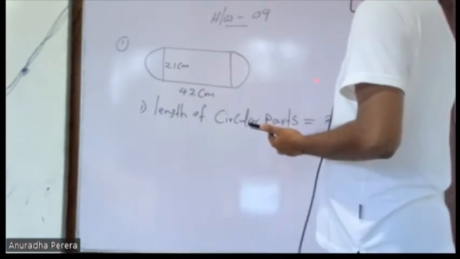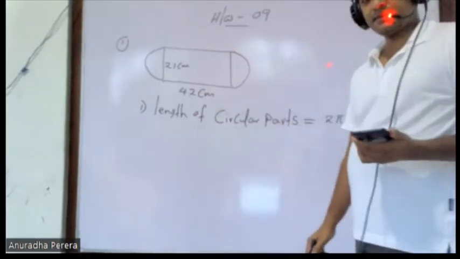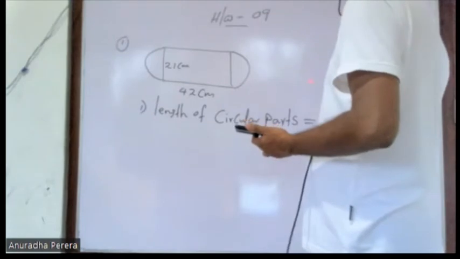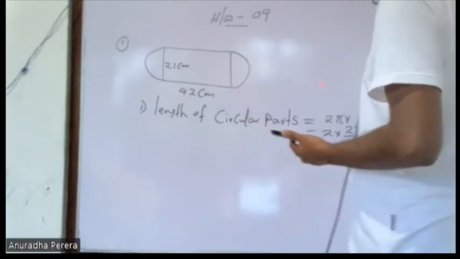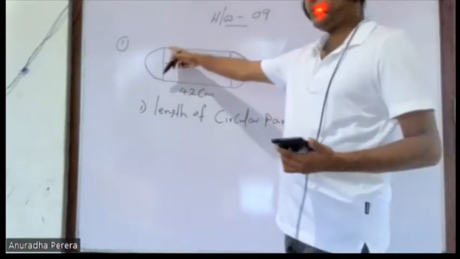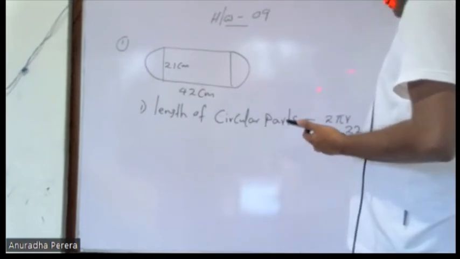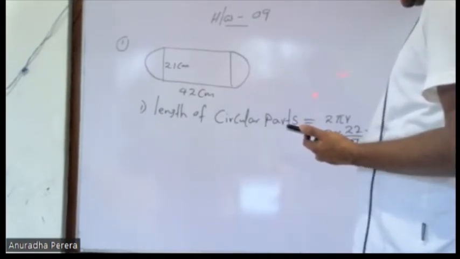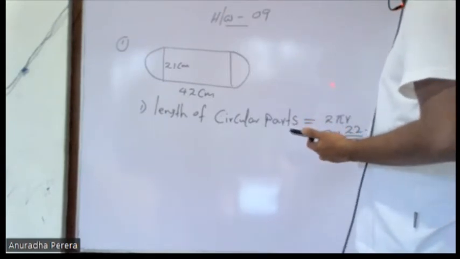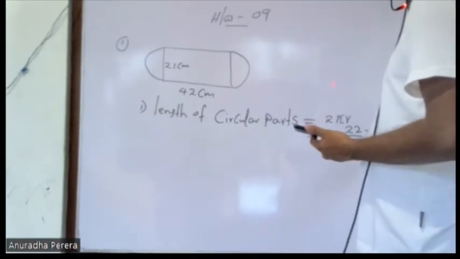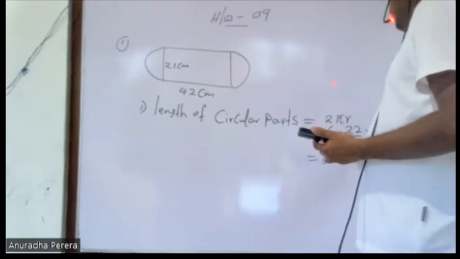Length of circular parts is 2πr. And two semicircles means it is a circle. By using 2πr, you can determine it. 2 times 22/7. The diameter is 21, so radius is 21/2. Simplify by 7. 3. 66 cm.